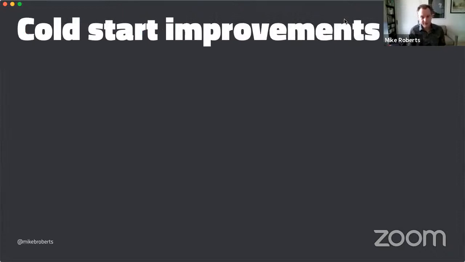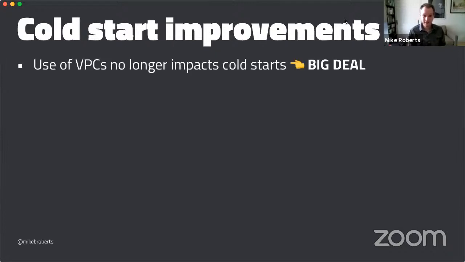There have been a lot of cold start improvements. If I'd run that analysis that I showed you 2 or 3 years ago, I would have added in a couple of extra configuration flags, and I would have seen some times that would have been horrific. The biggest one is that the use of VPCs no longer impacts cold starts. So for those of you who don't know what VPCs are, they're basically a way of having a private networking space within Amazon. And so, for example, if you want to connect to a database that is private, so a SQL database that's private, you're going to need to use a VPC to do that.